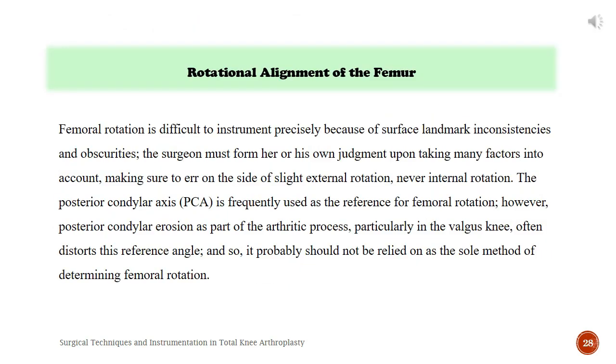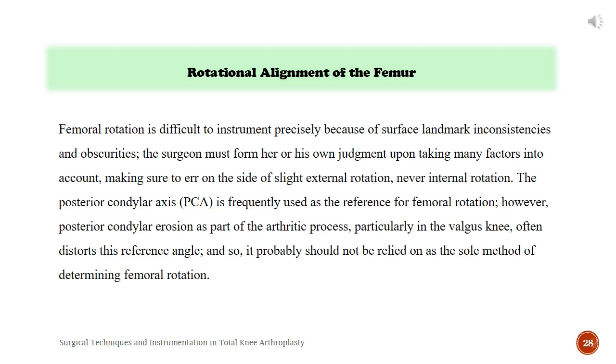Rotational alignment of the femur. Femoral rotation is difficult to instrument precisely because of surface landmark inconsistencies and obscurities. The surgeon must form her or his own judgment upon taking many factors into account, making sure to err on the side of slight external rotation, never internal rotation. The posterior condylar axis, PCA, is frequently used as the reference for femoral rotation.